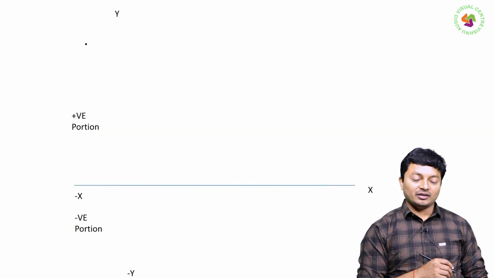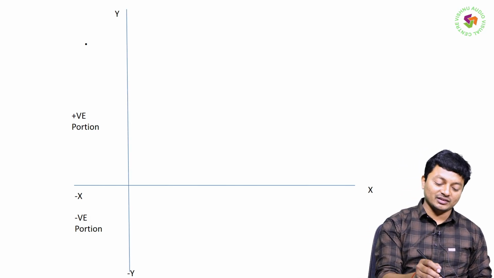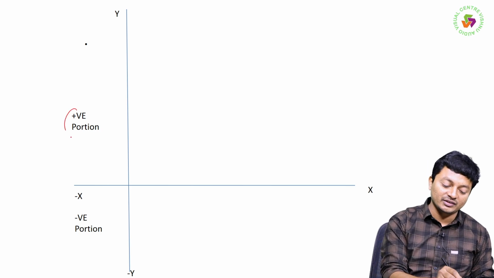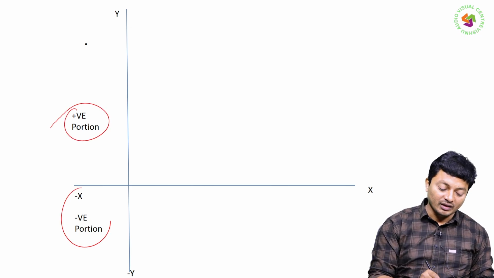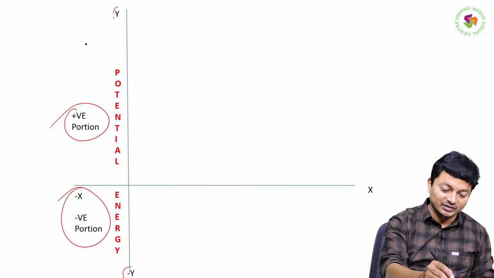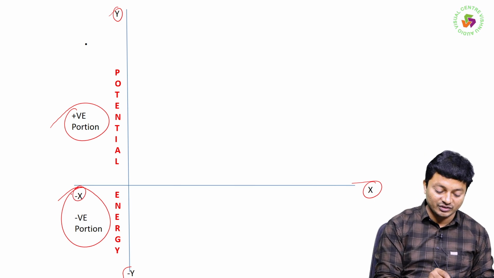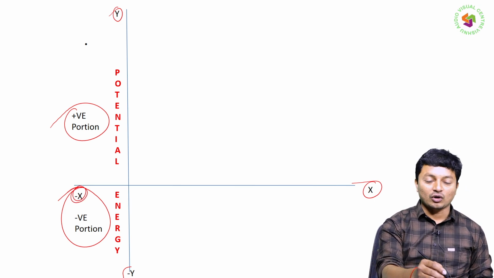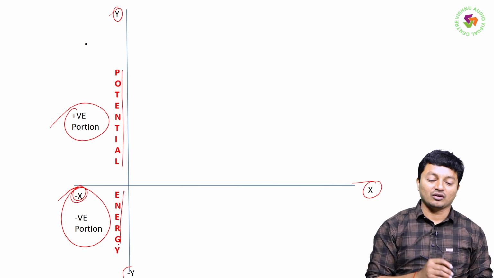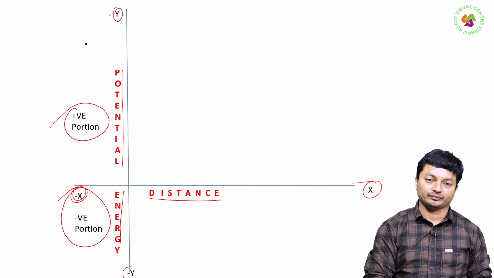So here we can take x-axis, y-axis. We need to divide the x and y-axis into 2 portions, that is positive portion and negative portion. This is minus y-axis and this is x-axis, y-axis, and this is positive x, this region is negative x. So on y-axis, we need to take the potential energy. On x-axis, we need to take the distance.